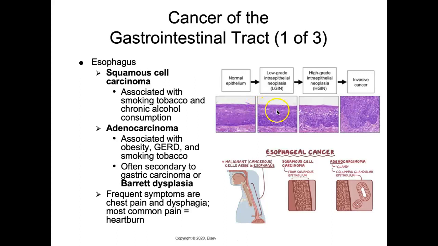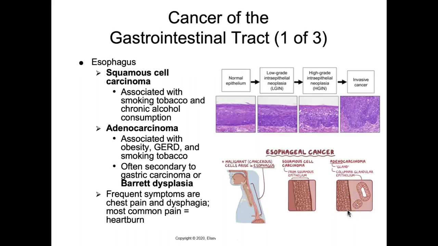You could see the change within the tissue as it progresses into invasive cancer here. And this really is within the mucosa of the esophagus. Adenocarcinoma is going to be associated with obesity, GERD, and smoking tobacco. And we can see that it's really within the glands within that area and is made up of the columnar glandular epithelium. It's often secondary to gastric carcinoma or Barrett dysplasia, which is also known as Barrett esophagus, where the mucosal lining is going to become abnormal and more like the intestines.